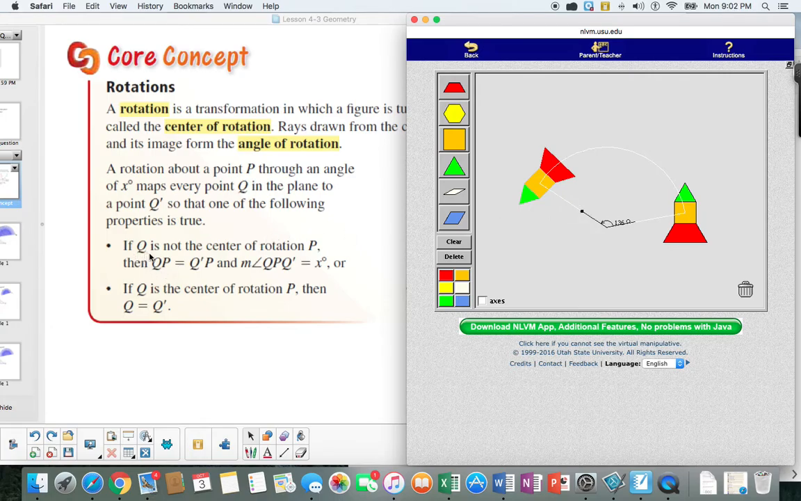So when Q is not the center of rotation, like in this example, then we know these lengths right here have to be the same. That's what it's saying right here. And we have to have an angle description from here to here. And the second part of the definition is if Q happens to be the center of rotation, so if it happens to be right here, then Q doesn't change. The pre-image and the image will be the same point.